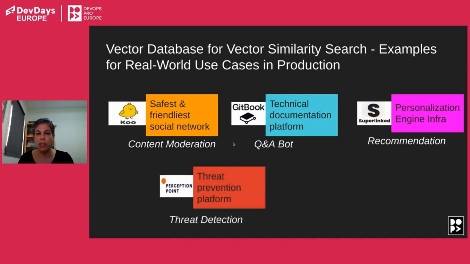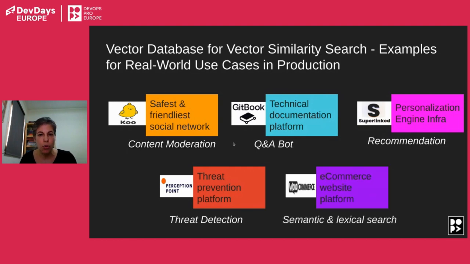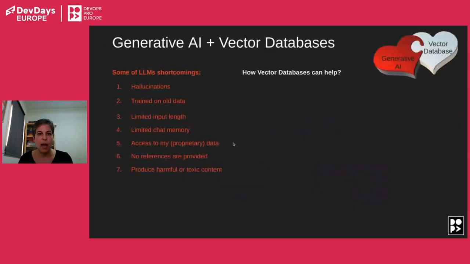Perception Point, a threat prevention platform, uses vector similarity search for threat detection. And WooCommerce, an open source e-commerce website platform, uses it for hybrid search, semantic and lexical search. So combining semantic search, what is the meaning of my search, with keyword search: a hybrid search. Now, up until now, I talked about vector databases and vector similarity search, regardless of generative AI. Let's see how they solve the issues that we discussed before.